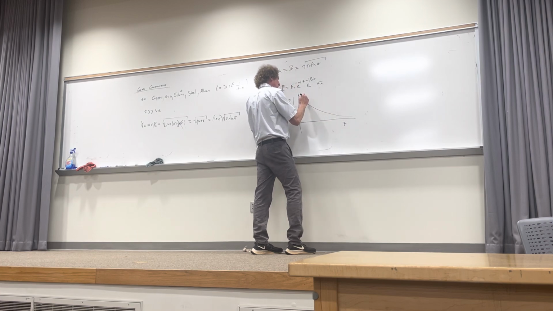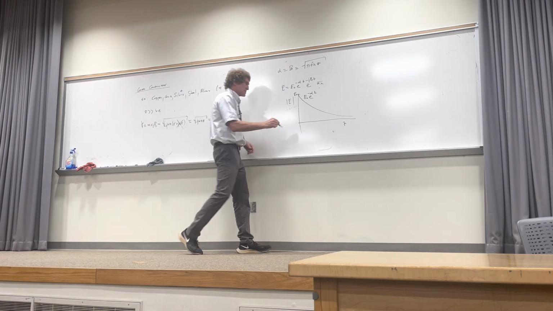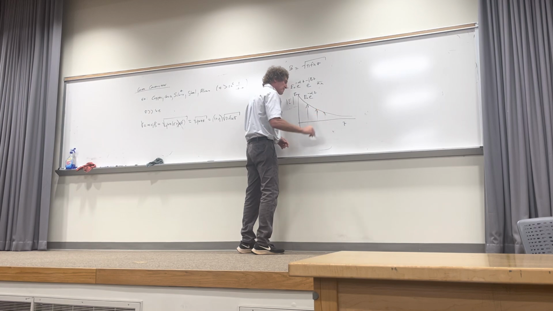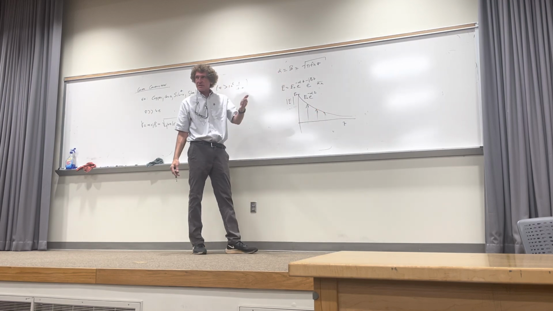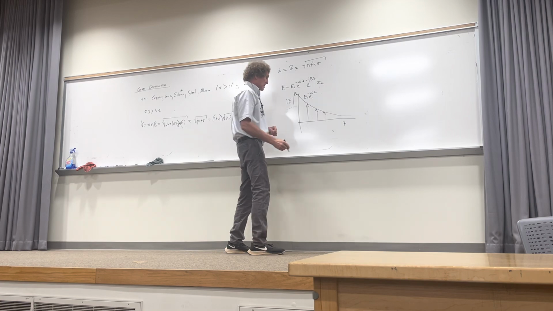But now this magnitude is simply E naught, the initial magnitude, and it's e to the minus alpha z as the wave propagates. It's propagating in that direction, so this is really the envelope of the magnitude of the E field. And you can see as it propagates, it decays in magnitude. It's not mysterious here yet.